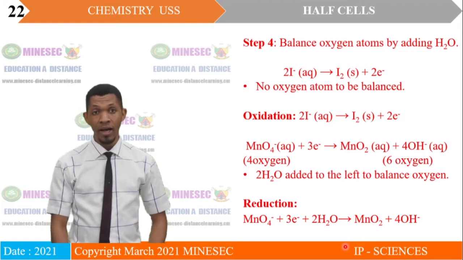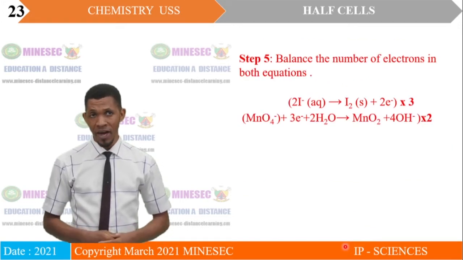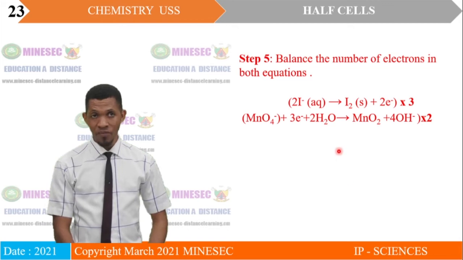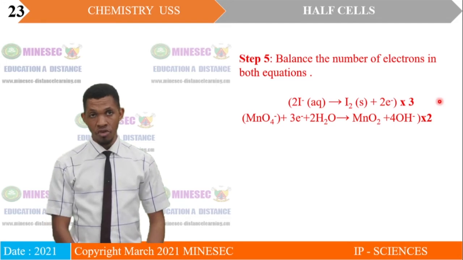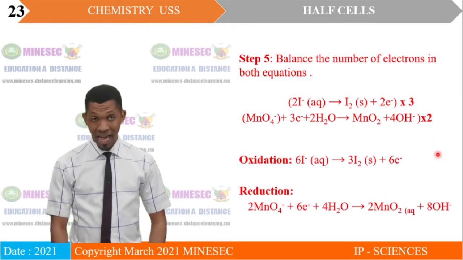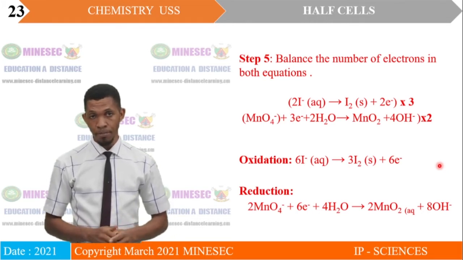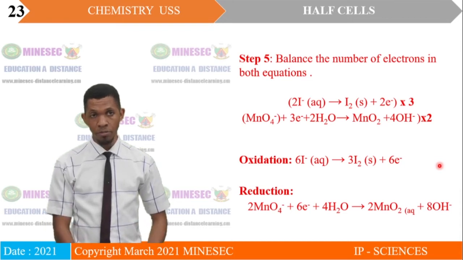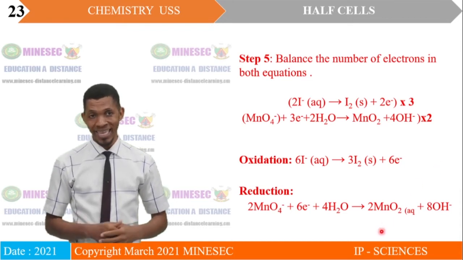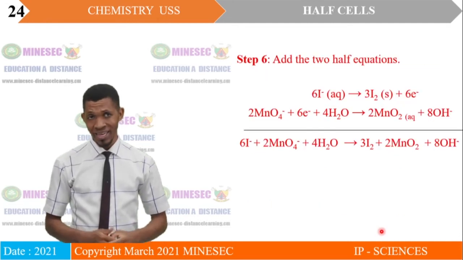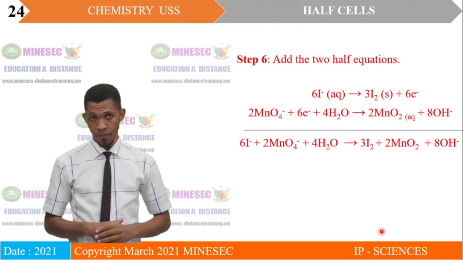Step 5, balance the numbers of electrons in both equations. Now, to balance the numbers of electrons in both equations, we multiply the oxidation half equation by 3 and the reduction half equation by 2. And so, the oxidation half equation becomes 6 iodide giving 3 iodine plus 6 electrons. And the reduction half equation becomes 2 permanganate plus 6 electrons plus 4 water, giving 2 manganese 4 oxide plus 8 hydroxide ions.